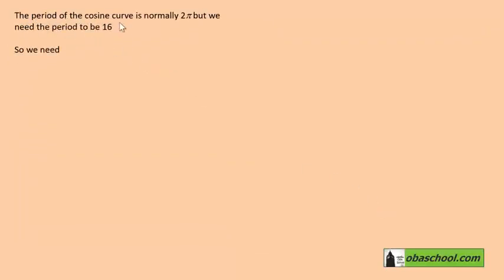The period of the cosine curve is normally 2 pi, but we need the period to be 16. Remember, it completes that complete wave in 16 hours. So what we need is for b times t to be equal to 2 pi when t is 16. So in other words, 16b is equal to 2 pi. Therefore, b is 2 pi divided by 16, or pi by 8. So now we have our complete model. h is 1.5 cos(pi t over 8) plus 2.5.